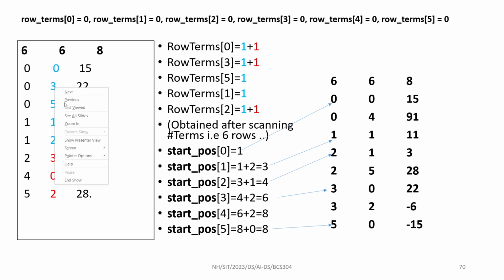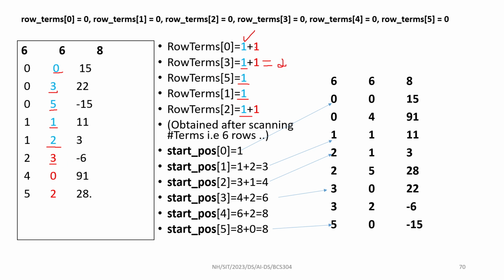Next, increment it by 1. This is over. 3. So, row term of 3, add 1. 5. Row term of 5 you have to add 1. 1. Row term of 1 you have to add 1. 2. Row term of 2 you have to add 1. Earlier it was 0, now it is 1. For 3, add 1. 1 plus 1, now it is 2.